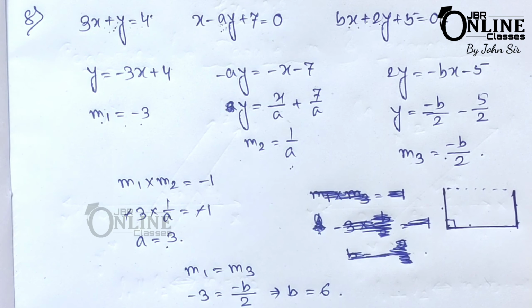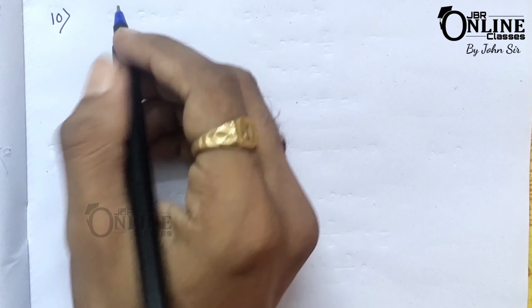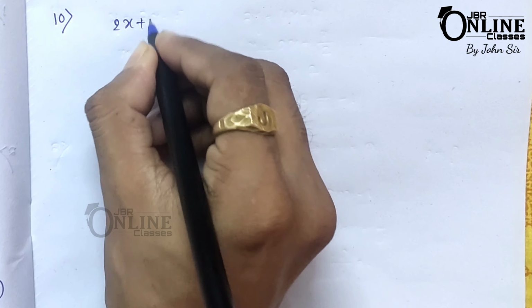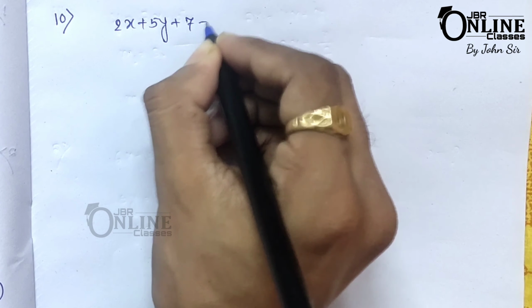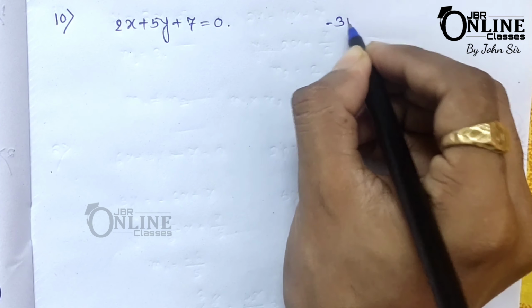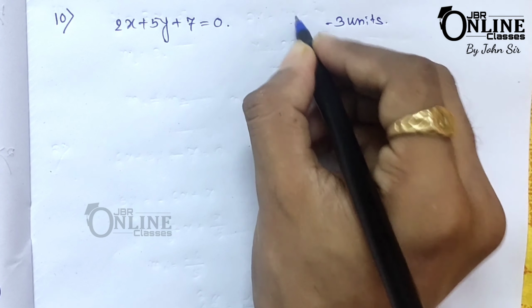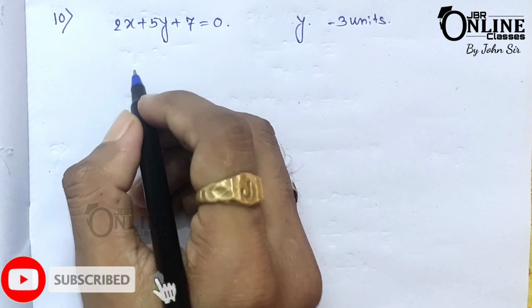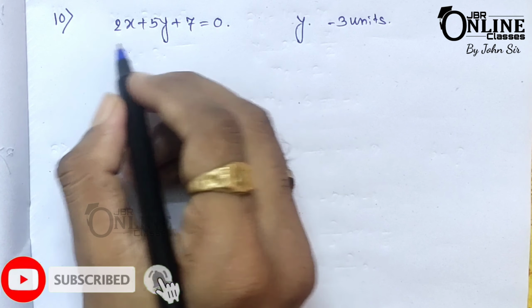In sum number 10, find the equation of a straight line perpendicular to the line 2x + 5y + 7 = 0 and with y intercept -3 units. Okay, y intercept -3 units. So here the line 2x + 5y + 7 = 0. So that means 5y = -2x - 7, and then y = -2/5 x - 7/5. That means here the slope m1 = -2/5.